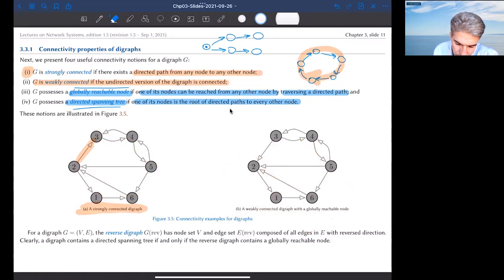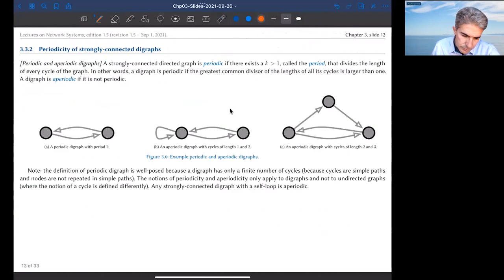All right. By the way, one last thing. If I have a digraph and I change the direction of its edges, then I call it the reverse digraph. The reason I introduced it here is just to clarify that a digraph contains a directed spanning tree if and only if its reverse digraph contains a globally reachable node. And that's precisely it: if you change all the directions, then these two properties that I gave, properties 3 and 4, are the converse, the transpose. If you invert the direction of the edges, one property becomes the other. Perfect.